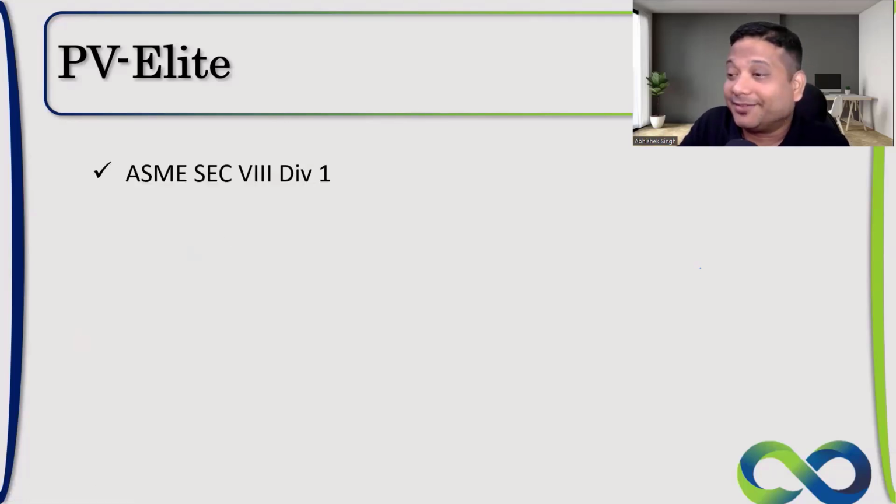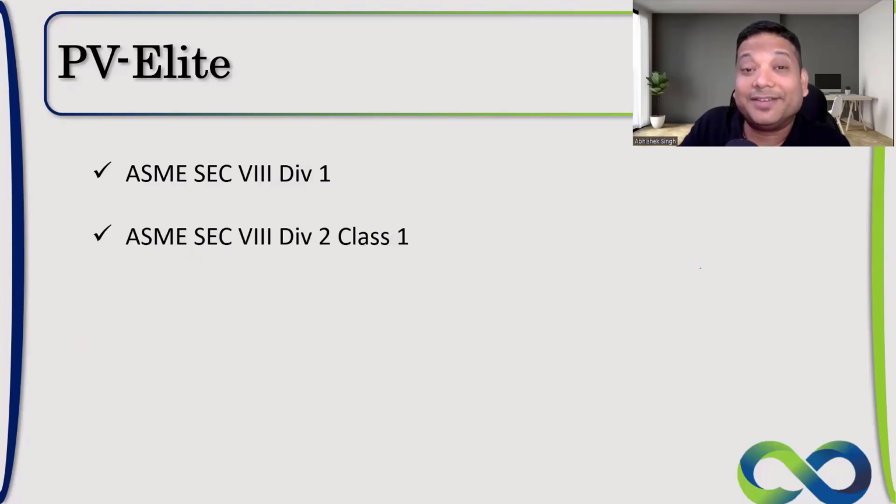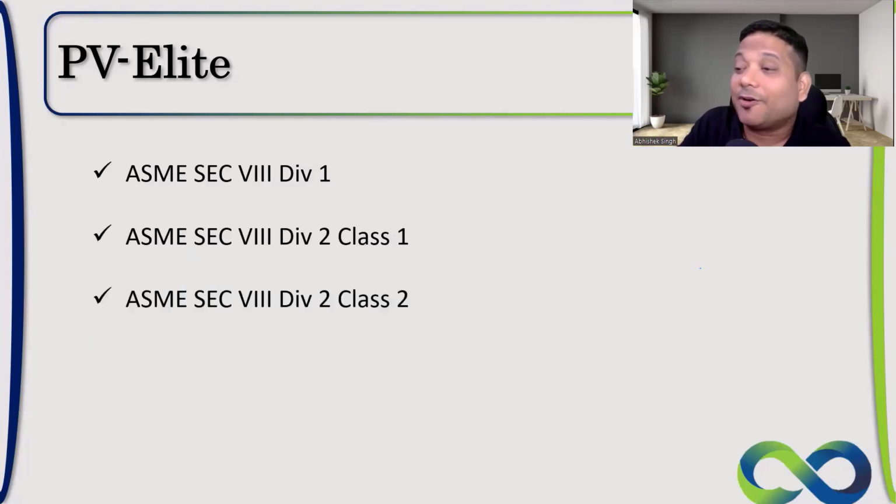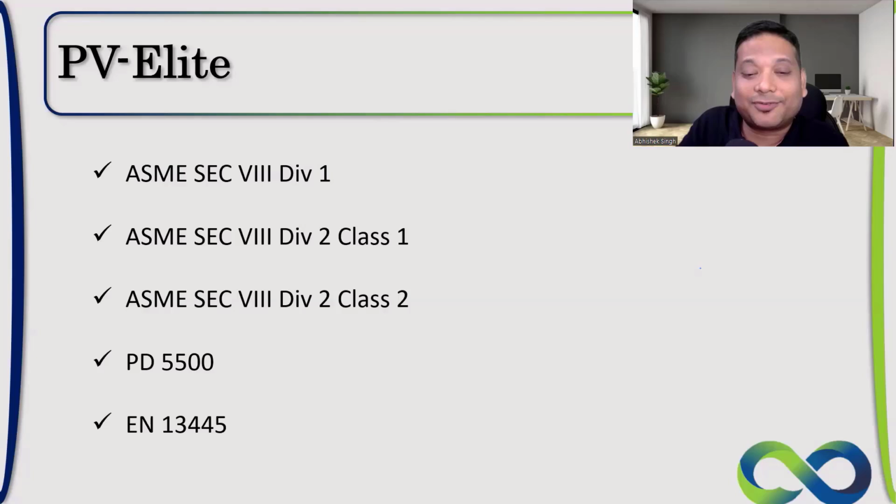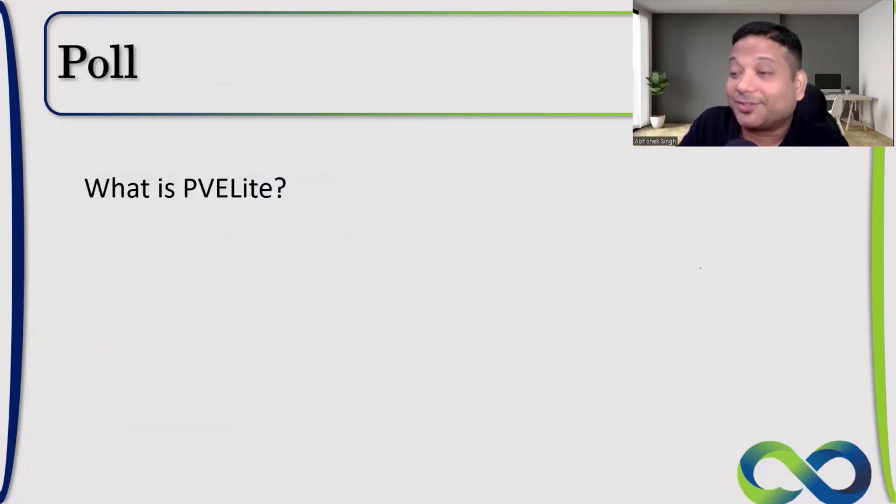So ASME Section 8 Division 1. ASME Section 8 Division 2, we have Class 1 option also, and you have option for Class 2 also. Then we have PD 5500 and EN 13445. So all these design codes are inbuilt in PVElite. So it's a very, very comprehensive software which takes care of many things.